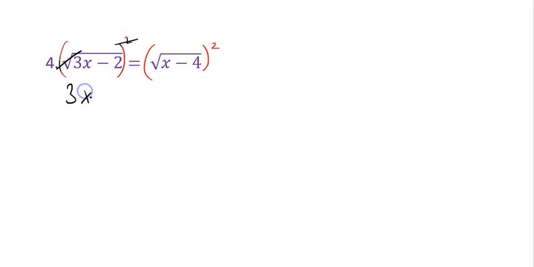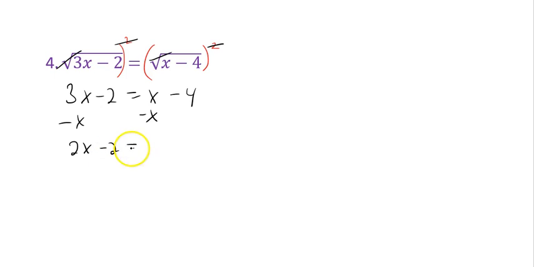So I have 3x minus 2 equals x minus 4. And I'm just going to solve that. So I'm going to subtract x and get 2x minus 2 equals -4. And I'm going to add 2. So 2x will equal -2, divide, and x equals -1.